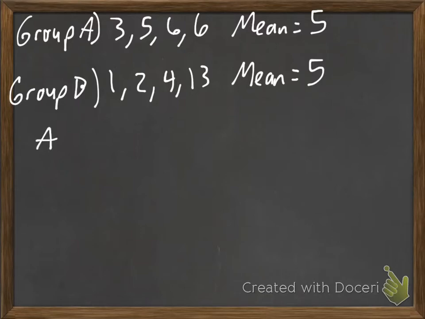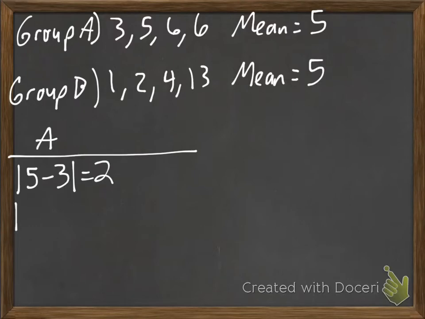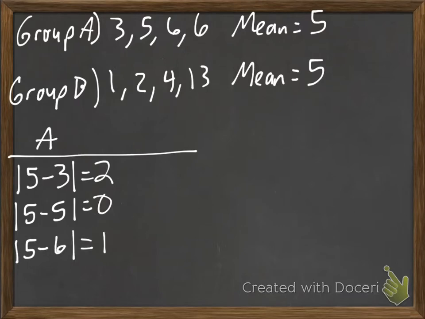We already have the mean, so we know that's 5. Now we've got to figure out how far away all these other points are. So we're going to find the absolute value distance. We're going to take 5 minus 3, and the absolute value of that is 2. Then we're going to do 5 minus 5, which is 0. We don't really have to do that because it's 0. Then we have 5 minus 6, which is 1. And then we have 5 minus 6 again, which is also 1.